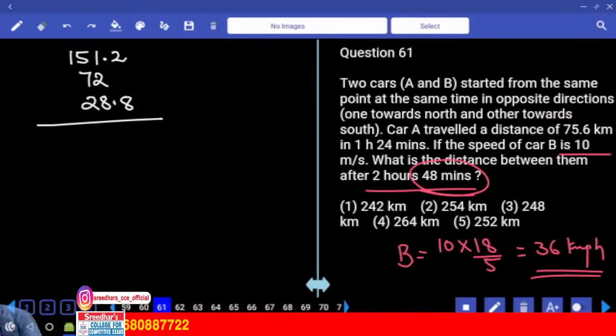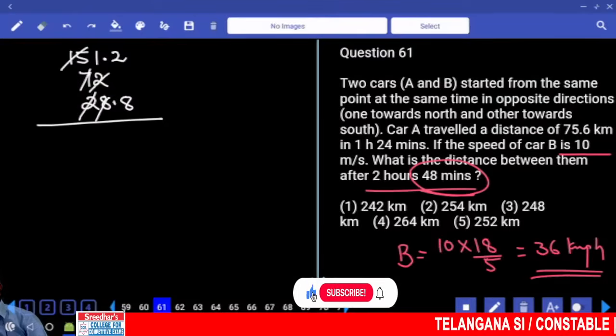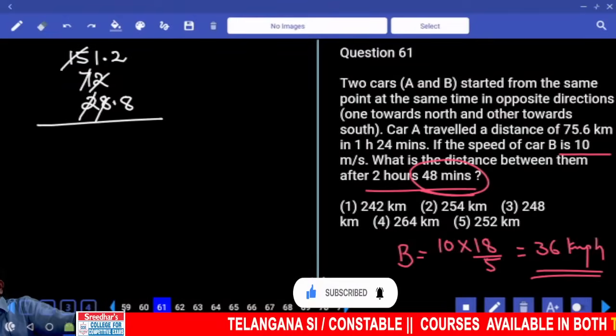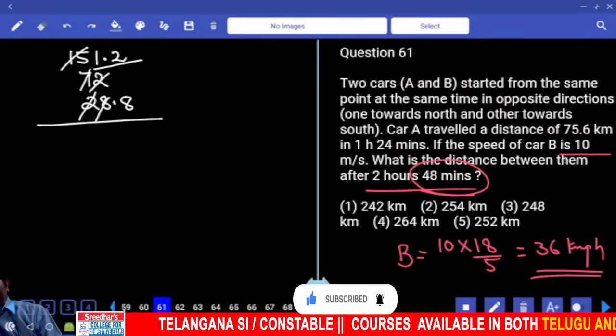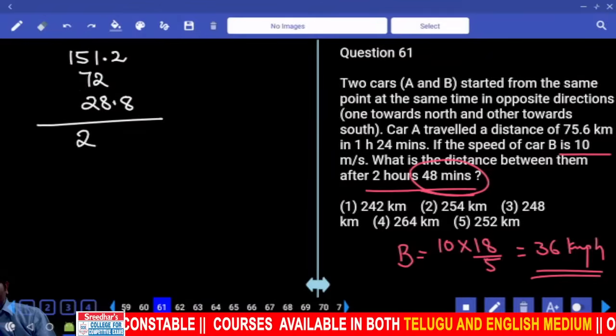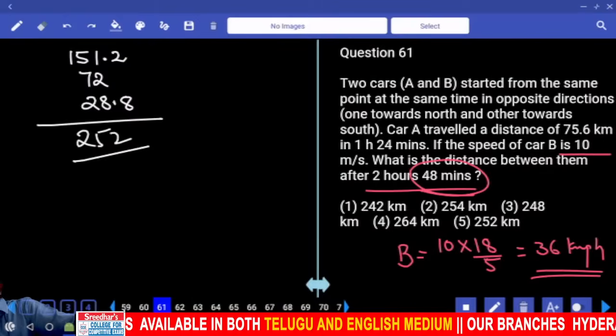1. Correct. 150, 70. 220, 20. 240. 8 plus 2. 8. Now how much until now? 240 plus 10, 252. 1.2 plus 0.8, total 252. Clear?